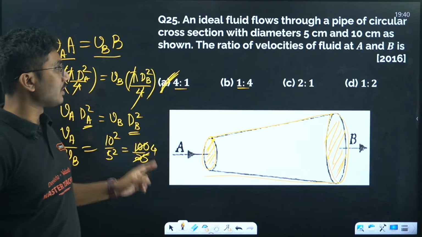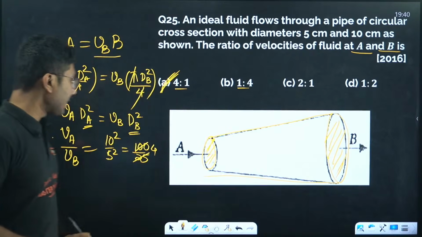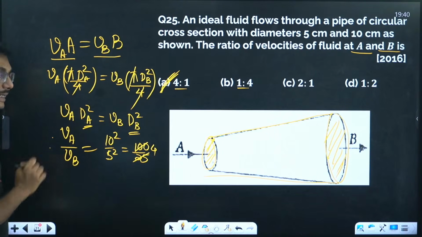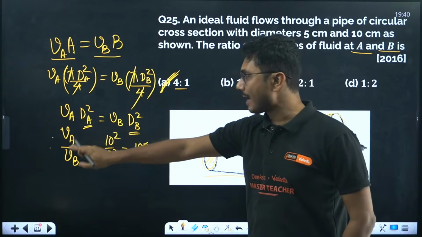That's what I'm saying, Prajwal. It is A and B. The order has to be A first, B next. The ratio has to be in the order of A and B.